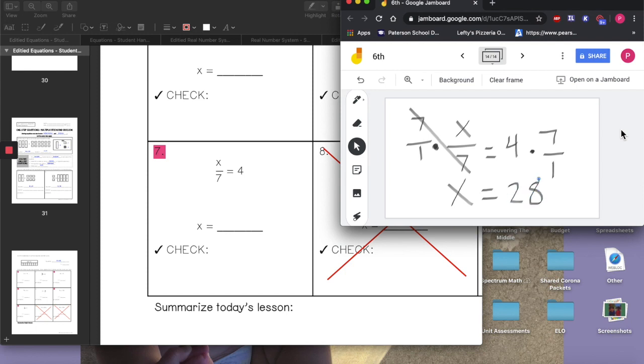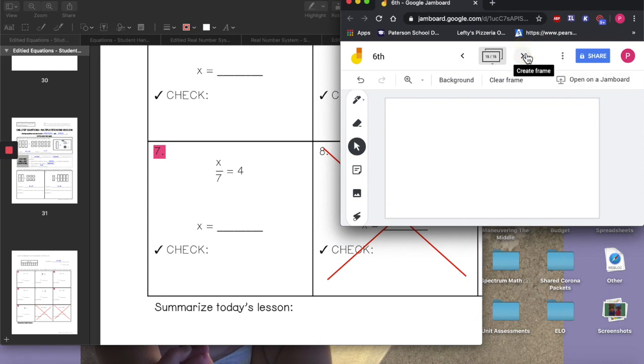Because essentially, what I did here when I multiplied it by its reciprocal is I made everything go away that was on this side. So all I was left with was x. And then the other side, the other reciprocal, had 4 times 7, so all I had was 4 times 7, which is 28. Now again, if I wanted to check my work, I knew that x was equal to 28.